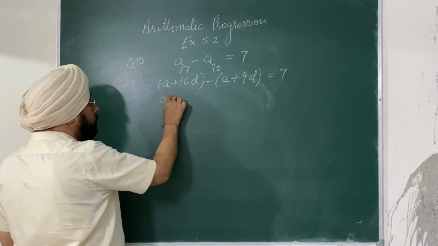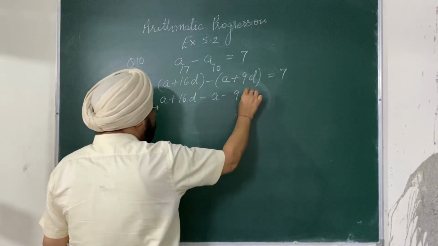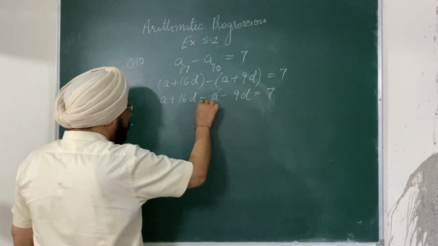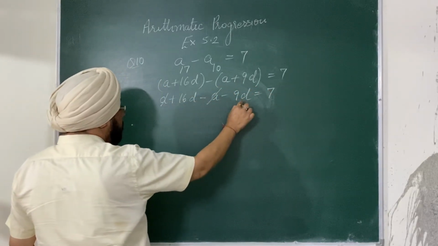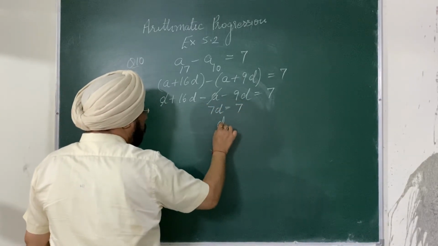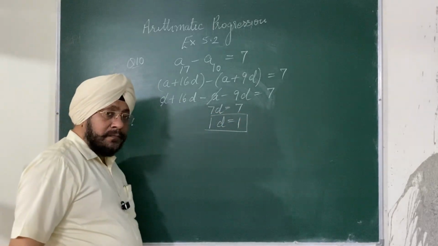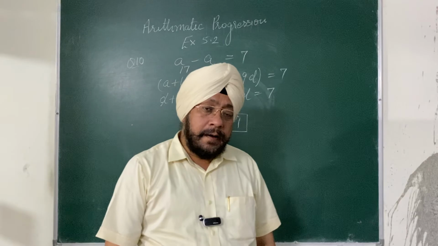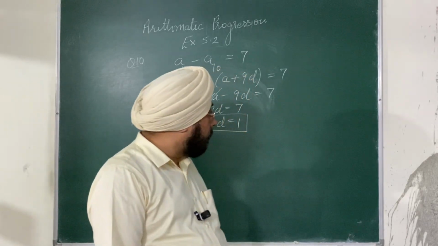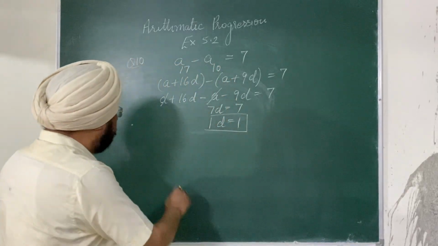When we open the bracket after the negative sign, the sign will be changed. So a is cancelled. 16d minus 9d is 7d, which is equal to 7, so we get d equals 1. In this question we had to find the common difference, so the common difference equals 1. Let's start with question number 11.